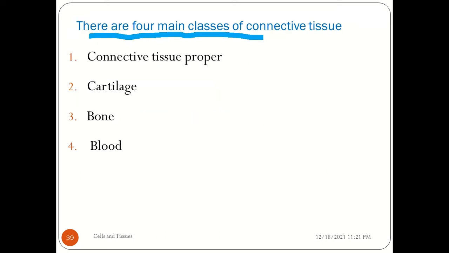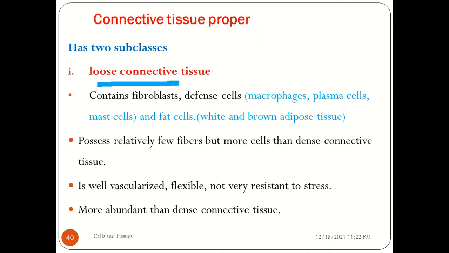Hello everyone. There are 4 main classes of connective tissue: connective tissue proper, cartilage, bone and blood. Now we will see connective tissue proper. Connective tissue proper has 2 subclasses.